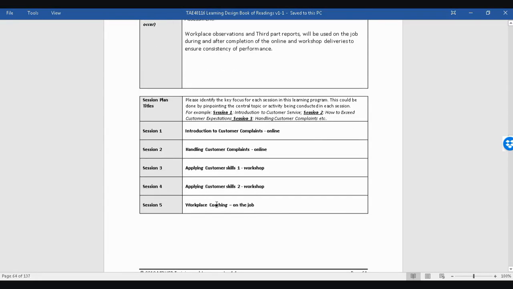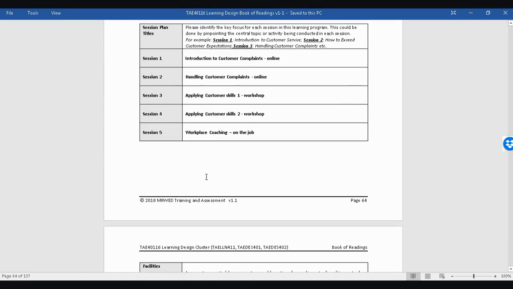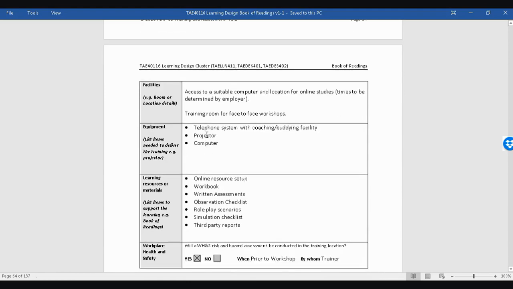Further down, we've got session plan titles. In this case here, we've got up to 5 session plans. We're planning on using all 5 here, including the workplace coaching. We've specified what's going to be covered in those sessions, and ultimately we will develop specific session plans for each of those sessions. We'll talk about that later in this cluster as to how you do that. Then we've got facilities, just some basic information about the facilities, the equipment that's going to be required for this training, and the learning resources or materials, just listing them out.